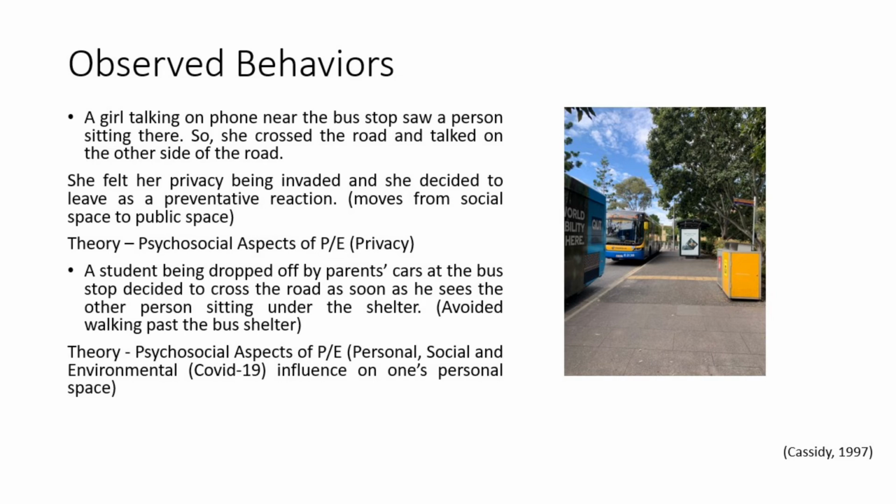Another behavior is a student being dropped off by parents' car at the bus stop who decided to cross the road as soon as he saw the other person sitting under the shutter. That is, he avoided walking past the bus shutter. Thus, his personal, social, and environmental factors, which is COVID-19 maybe, appear to have influence on his personal space.